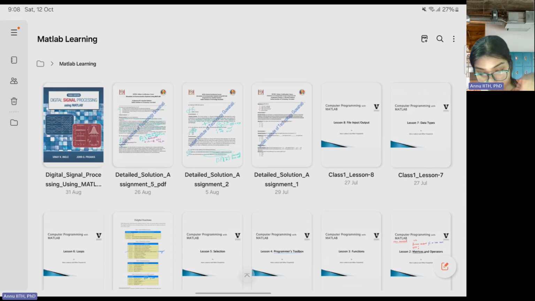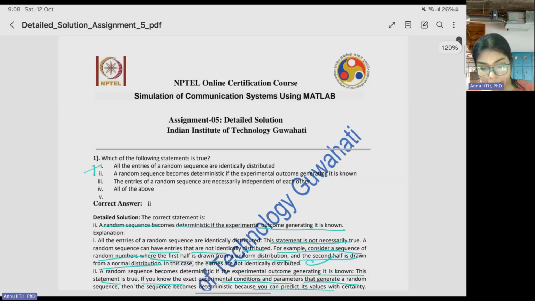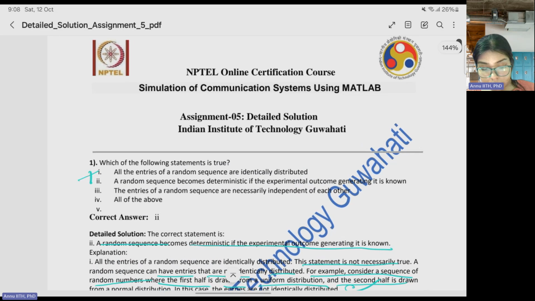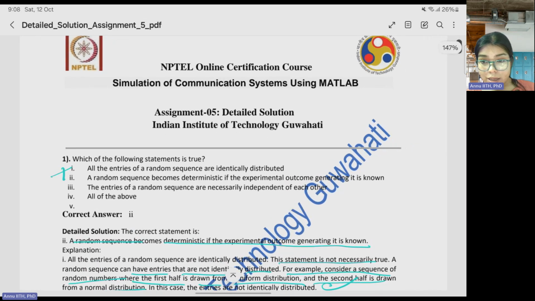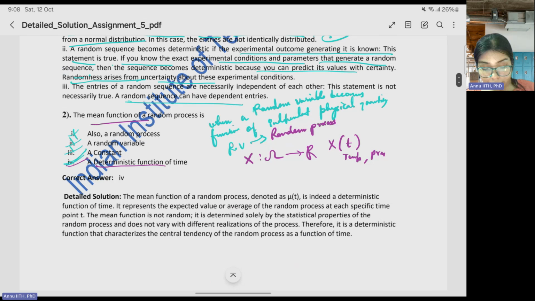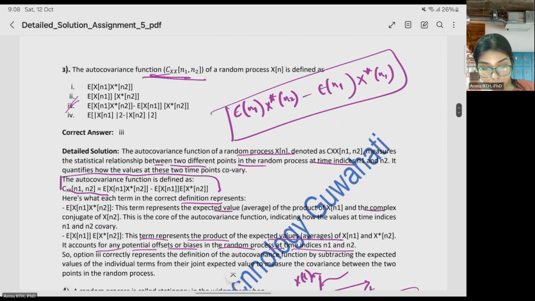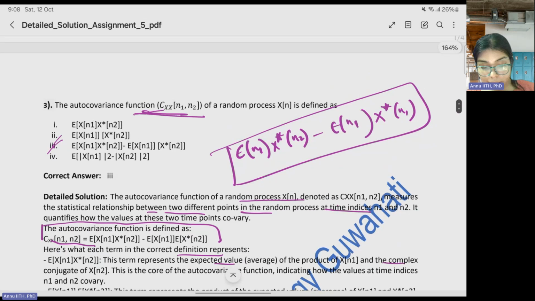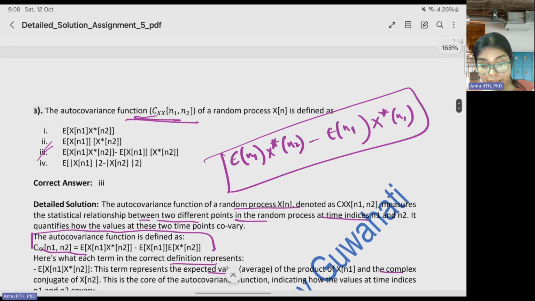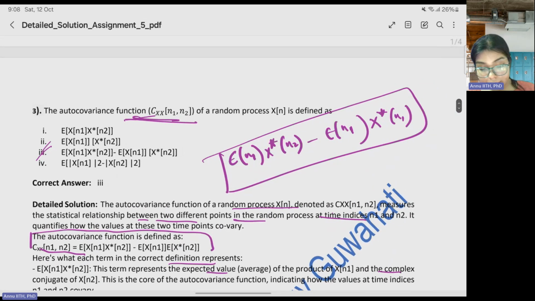So, detailed solution, if we start from week 5, because there were some questions from week 5, I can see here. They were having problems related to matrices. So I'll cover some matrices problems, auto covariance and how it looks. I explained that also, that the auto covariance function of a random process is defined as E[X(n1) X*(n2)] minus E[X(n1)] E[X*(n2)].